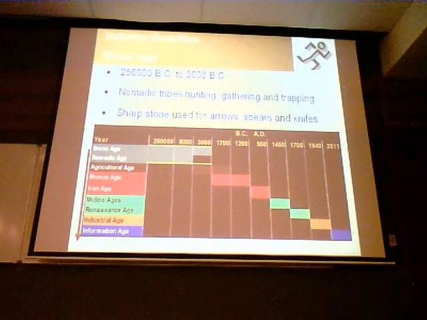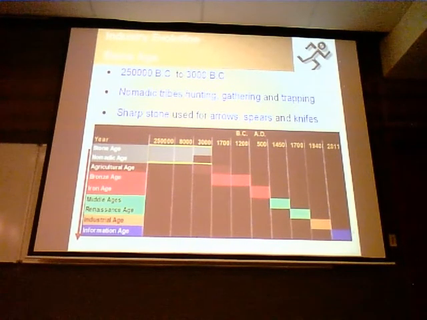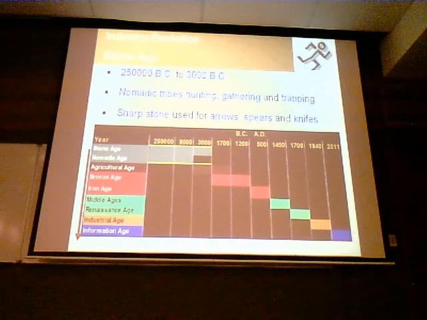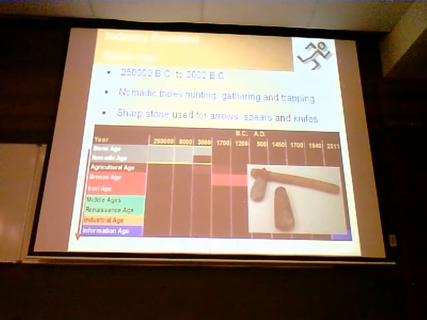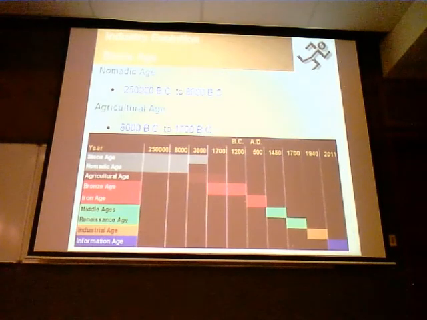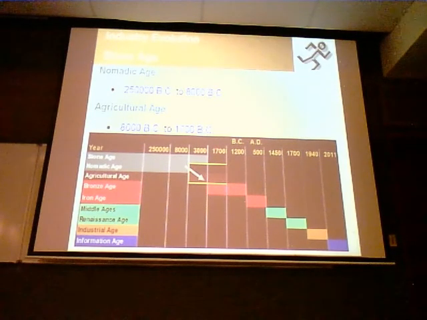Back then, in 250,000 BC, we were roaming around in tribes, nomadic tribes, hunting, gathering, trapping. Our technology back in those days was sharp stones for spears and arrows and knives. I guess during that time, about 8,000 to 1700 BC, we moved from being nomads into agriculture. So we started to become more stationary or static as a society. Instead of travelling around and just hunting things, we stayed put in one place and farmed it.